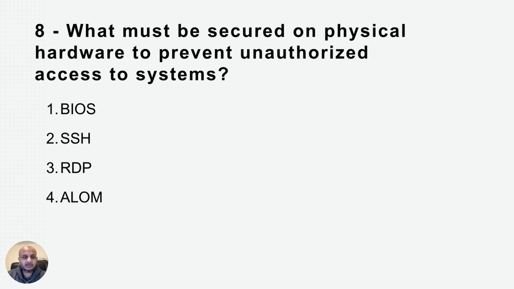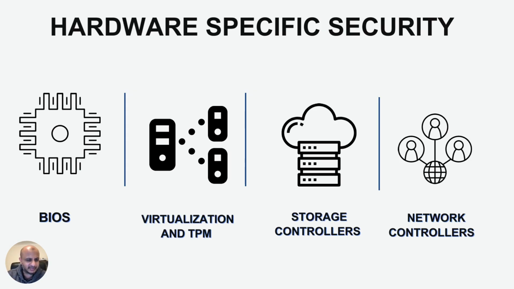What must be secured on physical hardware to prevent unauthorized access to systems? Okay, so if you have ever worked with computers, this is pretty easy to answer. It's definitely not two, three, or four: SSH, RDP, ALOM. Those are all protocols, right? BIOS is one of the physical security controls which you implement to prevent somebody from getting unauthorized access to systems. And I covered this in detail in my CCSP course, right?